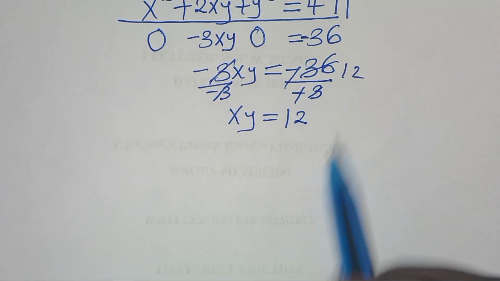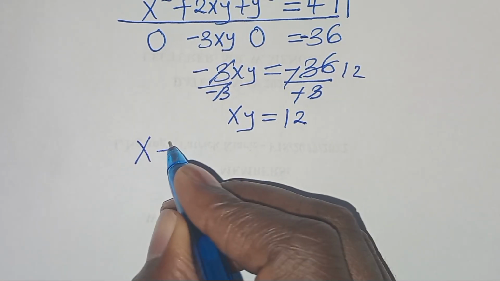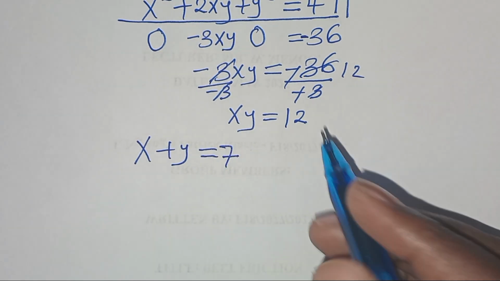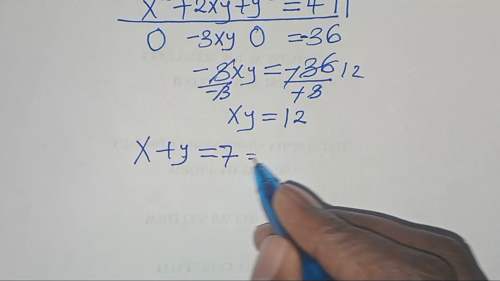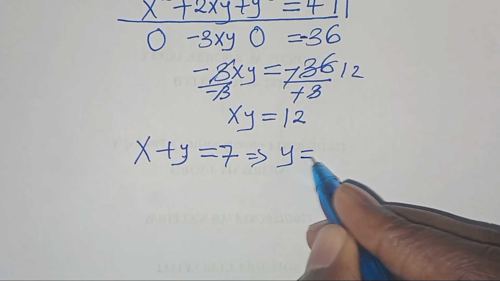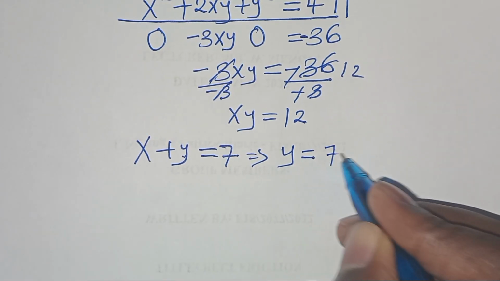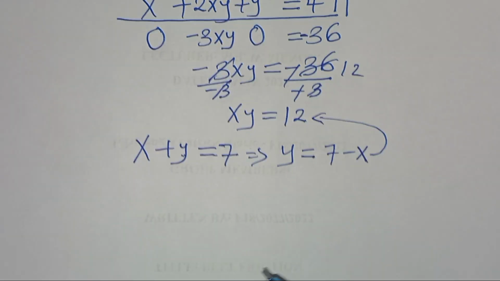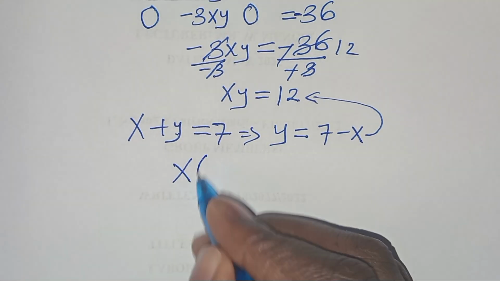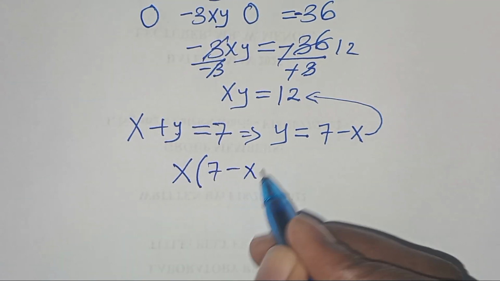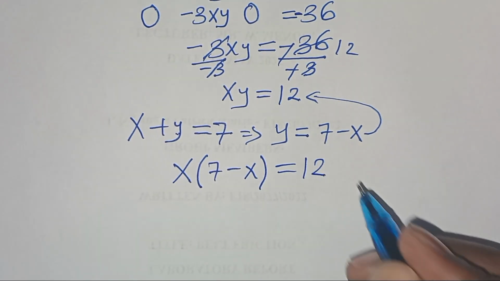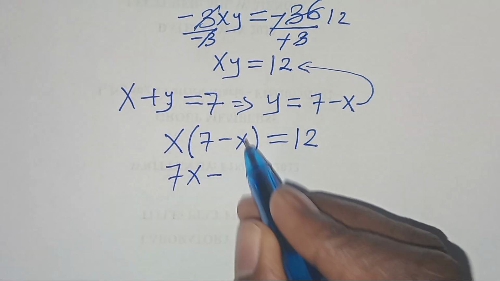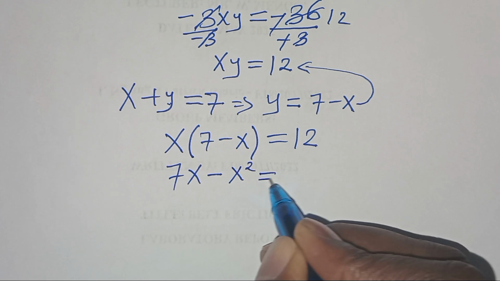Now from equation 1, which is x plus y equal to 7, let's make y the subject of the formula. That's y will be equal to 7 minus x. Let's substitute this here, so that now we have x times y, which is 7 minus x, equal to 12. So here we have x times 7, this is 7x minus x squared, equal to 12.